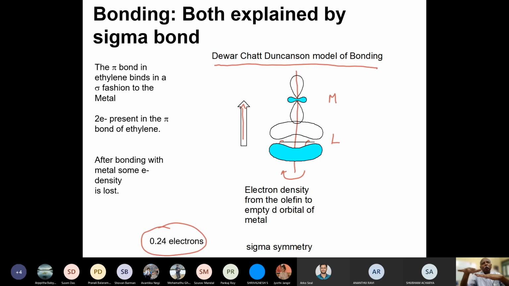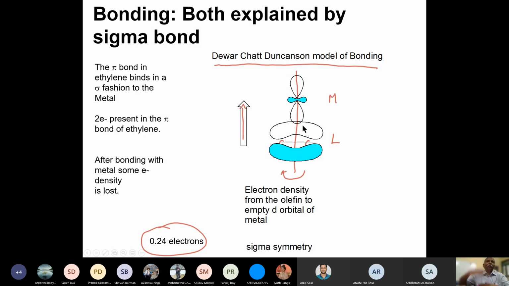I'll consistently talk about it as if it is ethylene. So there are 4 hydrogens attached to the 2 carbons, lying on the XY plane, and on the Z axis, the 2 regions of pi electron density are present above and below the plane in which the atoms are present. So from that, electron density is donated to the metal orbital.